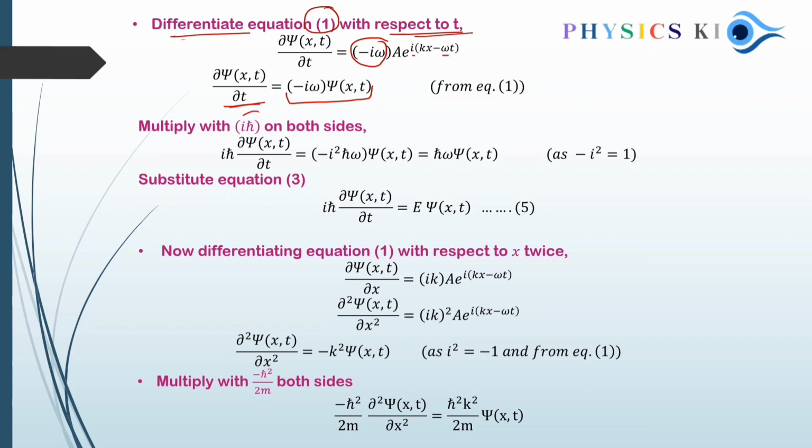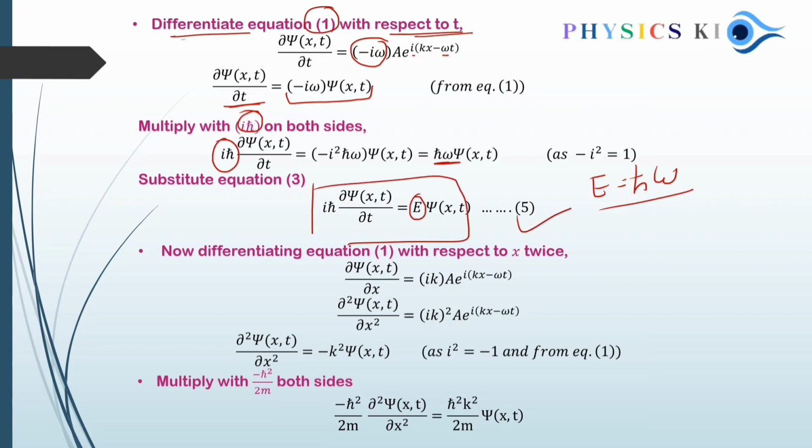Got the idea? Now just multiply both sides by i h cut. So what happened? i square is minus 1, and the only remaining term is h cut omega, and everyone knows E is equal to h cut omega. So just replace E. This is our equation number 5.